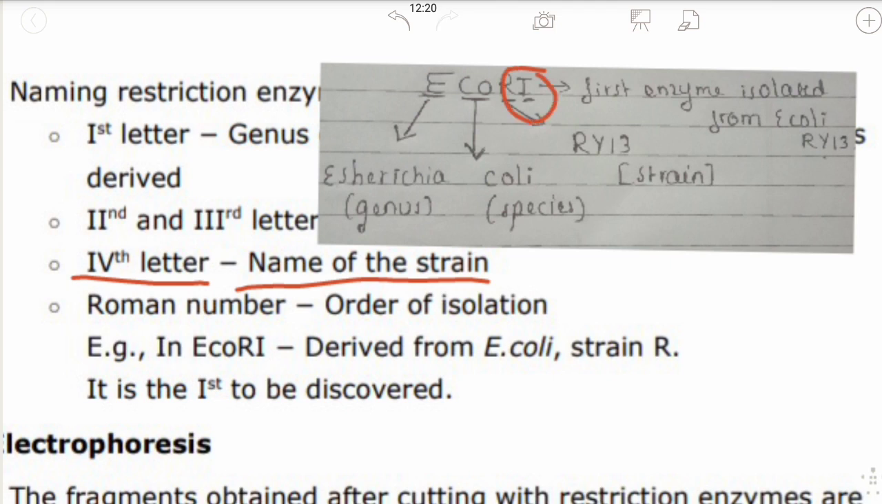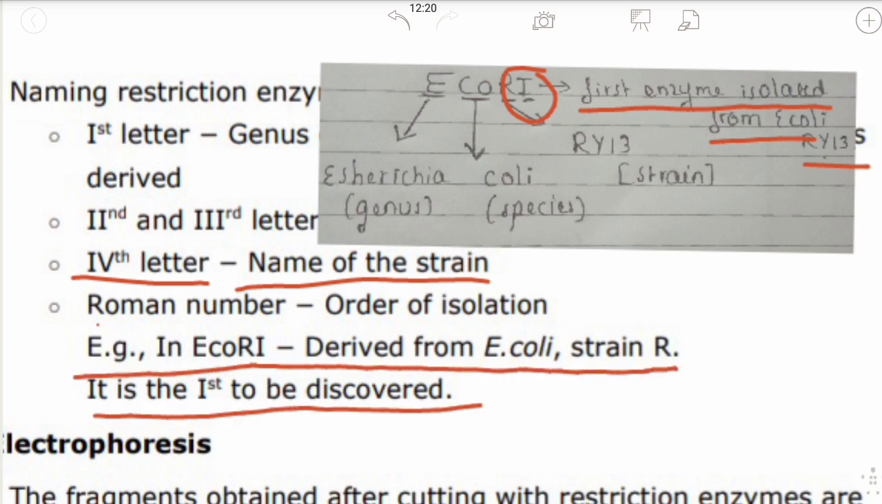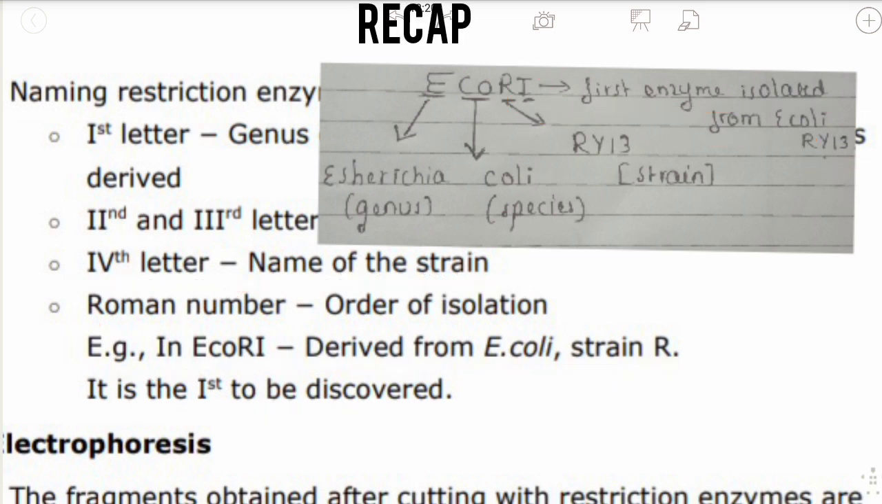So I is the first enzyme isolated from E. coli RY13, from that strain. It is the first to be discovered, derived from the E. coli strain R, and the genus is Escherichia. Okay, simple. Recap for the nomenclature of restriction enzymes: E is derived from the genus, that is Escherichia, co is from coli, that is the species, R is the strain, that is RY13, and I means it is the first to be discovered. EcoRI is the first enzyme isolated from E. coli RY13.